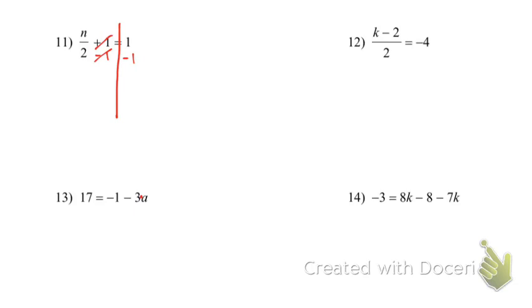The 1's cancel out. Now we have n divided by 2 equals 0. It's okay to have 0. And now we ask ourselves, n is not by itself. We still have to get rid of the 2, and the 2 is dividing. So the opposite of division is multiplication. So what we do to one side, we do to the other, and we have n equal to 0.